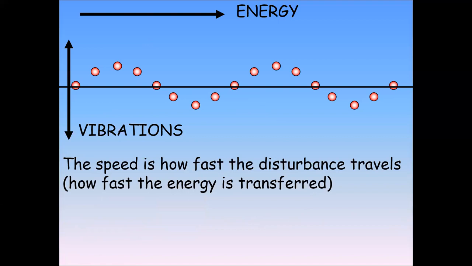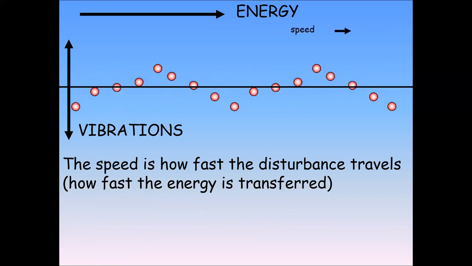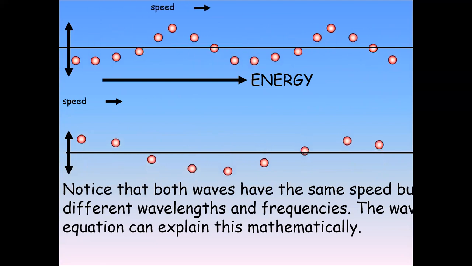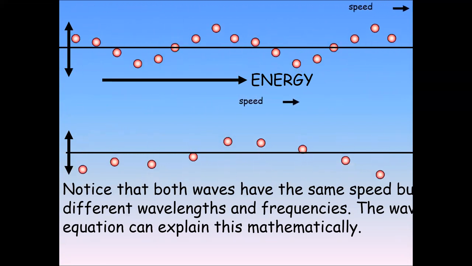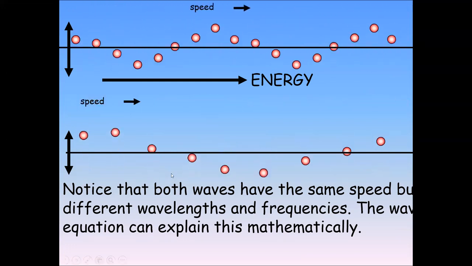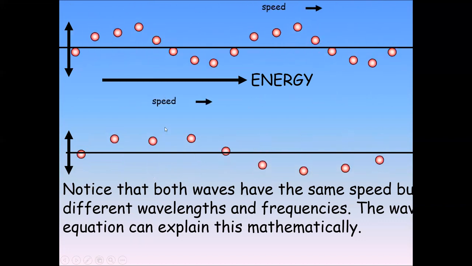Another example of a transverse wave, just to compare the speed. As you can see, as the particles are vibrating up and down, they're transferring the energy. If the particles are vibrating faster, then the rate at which they transfer the energy will be greater. If the particles are vibrating slower, then the rate at which they're transferring the energy will be smaller.